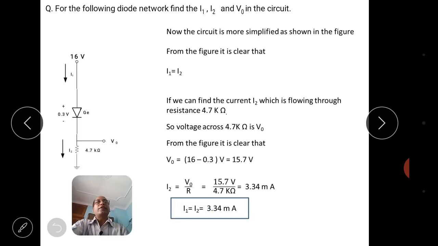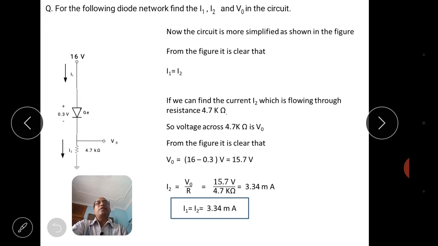Now the circuit is more simplified, as shown in the figure, because the silicon diode is not conducting any current, so it can be removed from the circuit. Now the circuit has become very simple. There is only one component, that is the germanium diode. From the figure it is clear that I1 will be equal to I2.